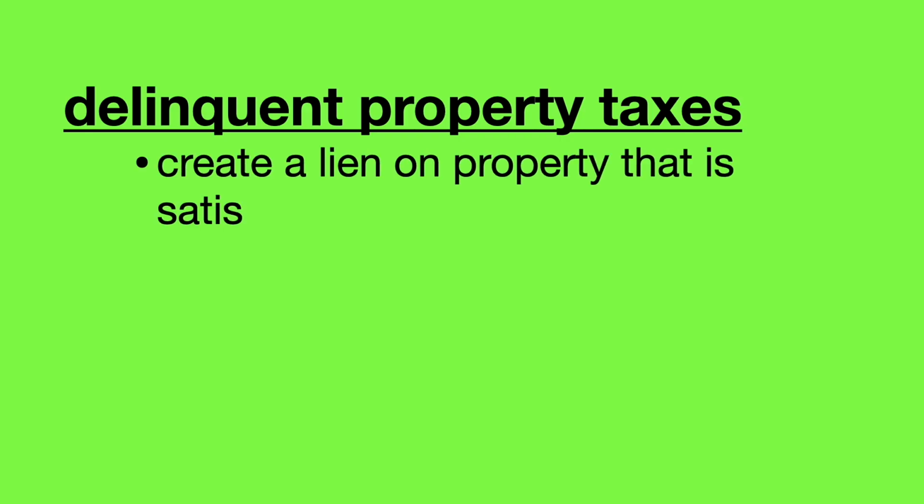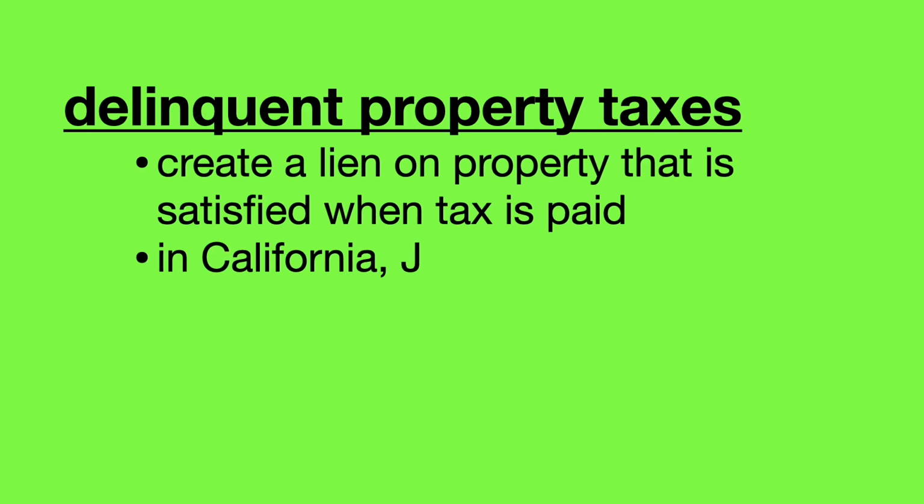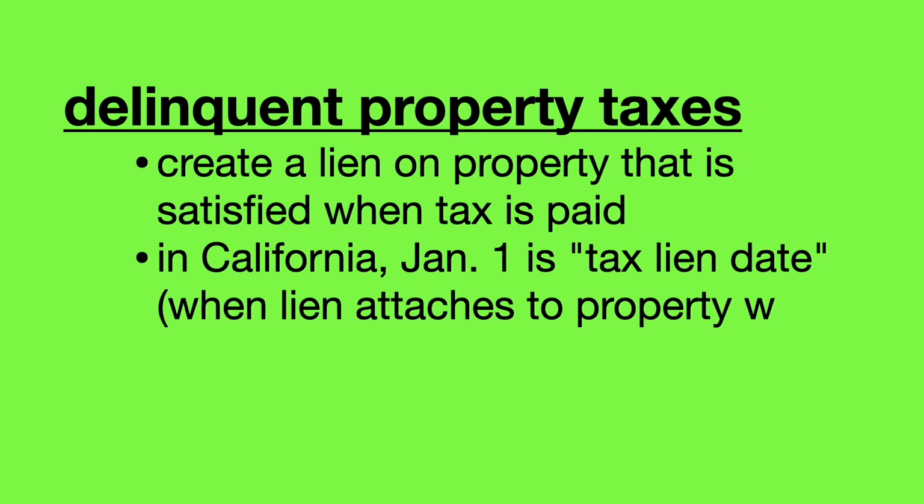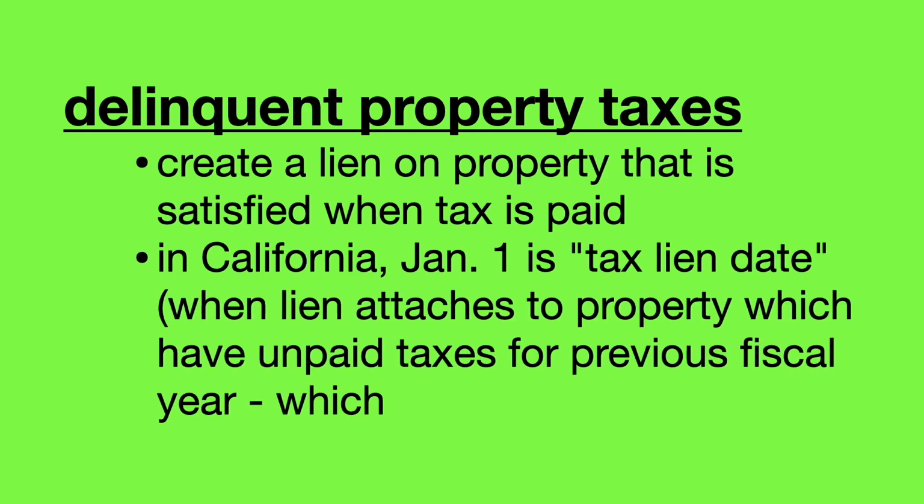Delinquent property taxes create a lien on the property that is satisfied when the tax is paid. In California, January 1st is the tax lien date, when the lien attaches to the property for which the taxes are unpaid for the previous fiscal year. The fiscal year in California is July 1st through June 30th. Property tax liens take priority over all other property liens.